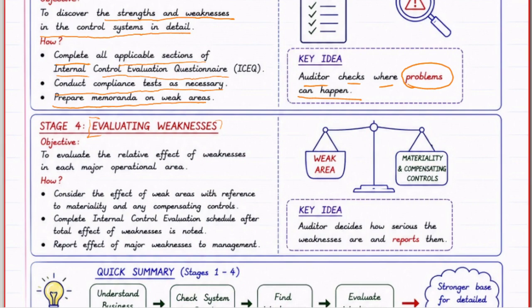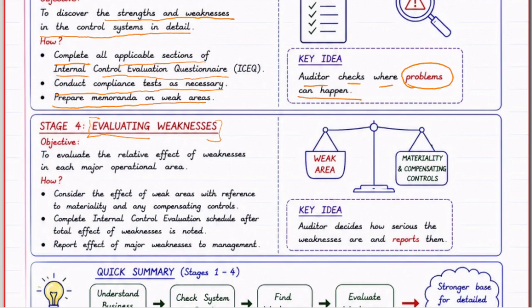What do we mean by evaluating weaknesses? Evaluating weaknesses means, is this weakness really material enough? What do we mean by material? I think I've explained materiality in so many ways. But what I'm trying to say is that there are some weaknesses that do not really affect the financial statement.